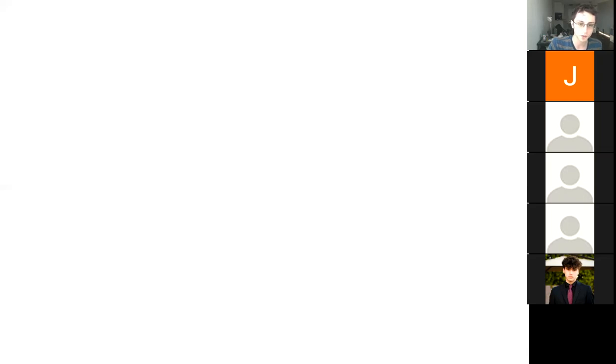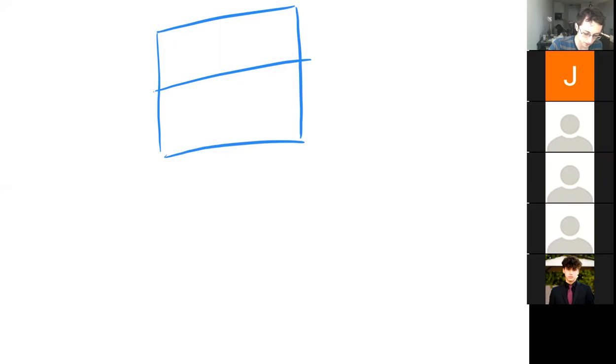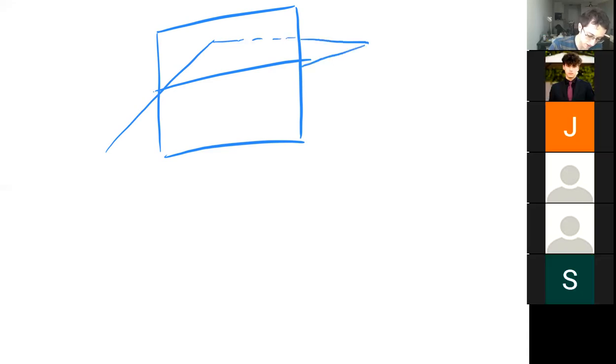C, so the question is, if you have two planes in space, I guess dotted lines are better. If you have two planes that intersect in space, you want to find the equation for the line that defines their intersection, okay? And what does this mean geometrically? Well, you know that the normal vector to this plane looks something like this, and the normal vector to this plane looks something like this, right?